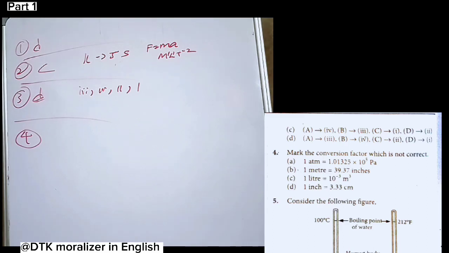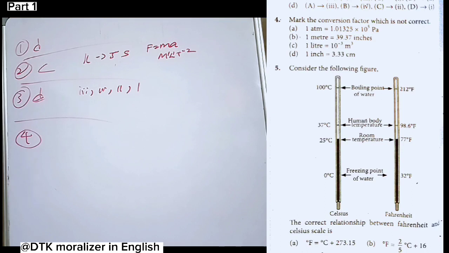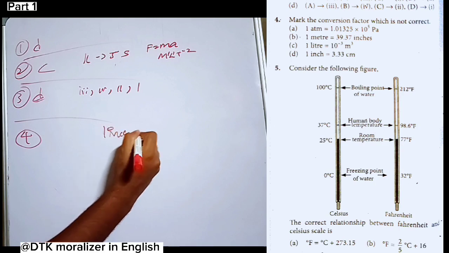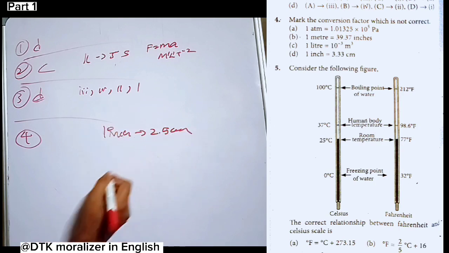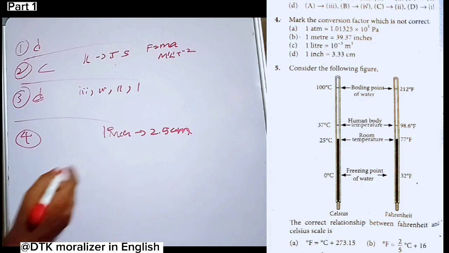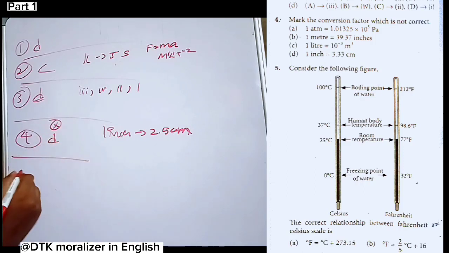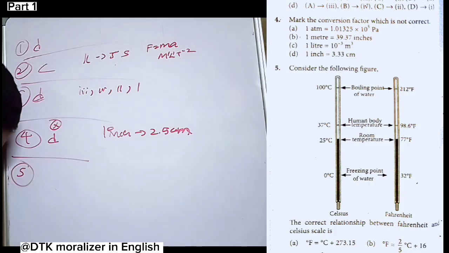The question number 4. Mark the conversion factor which is not correct. So we have to find out the wrong one here. So here as you can see 1 inch is not equal to 3.3 because 1 inch equals to 2.5 centimeters. So here option D would be wrong.